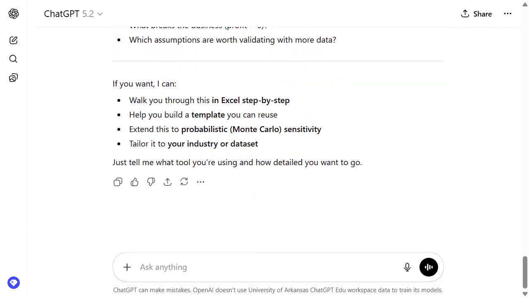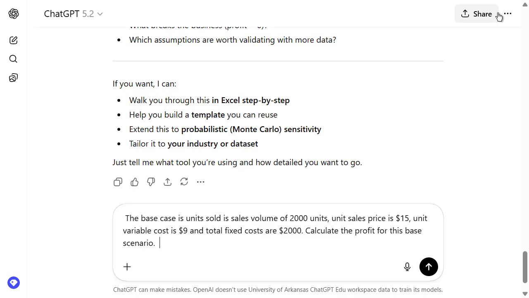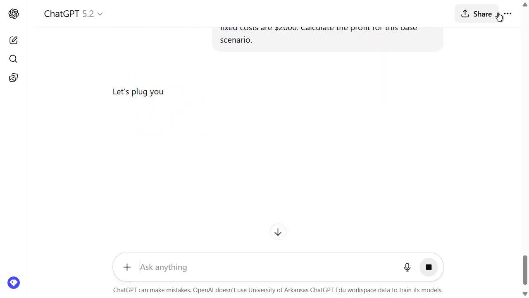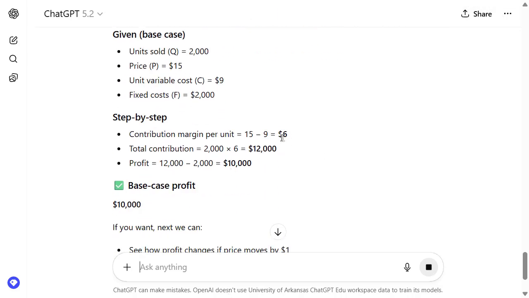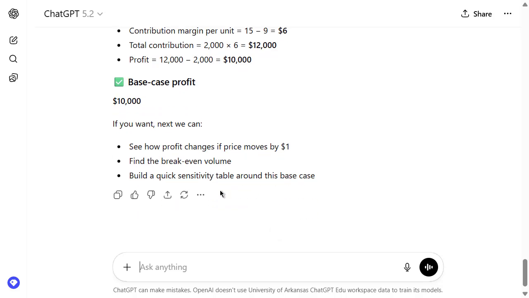So let's go ahead and tell it our base assumptions. I'm going to use the scenario from this particular lab, and tell it specifically what the base case is. The base case is that we sold 2,000 units at a unit sales price of $15. The unit variable cost is $9, and the total fixed cost is $2,000. Now it's going to compute the profit based on these. It goes right into that profit formula and figures out the contribution margin, how many we sold, less the fixed cost of $2,000. And it looks like the base case profit is $10,000.